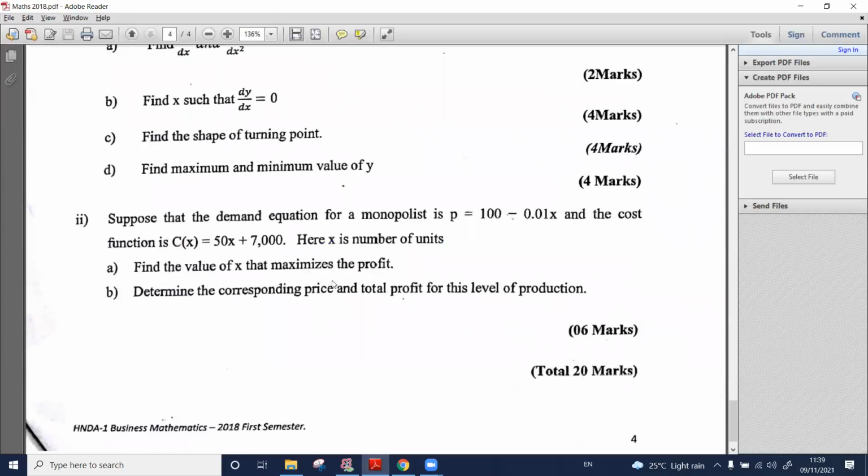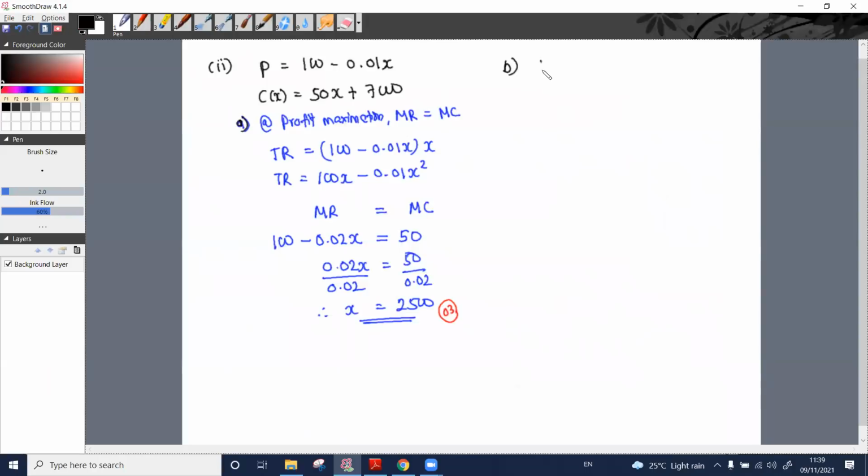Determine the corresponding price and total profit. Price and total profit. Price. Right? Price equals what? 100 minus 0.01. Now instead of x, we are going to substitute 2,500. So what should be the price? The price should be 75 rupees. 75 rupees. Right? 75 rupees.